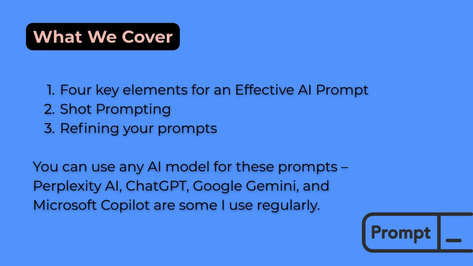In this guide, we're going to cover three main things: 4 key elements for an effective AI prompt, shot prompting, and refining your prompts. I have condensed all of this down to under 10 minutes, and it's going to be a practical guide for anyone either new to AI or those who have been using it for a long time and want to get the best out of it. You can use any AI model at all for these prompts. I generally use Perplexity AI, ChatGPT, Google Gemini, and Microsoft Copilot, among a few others.